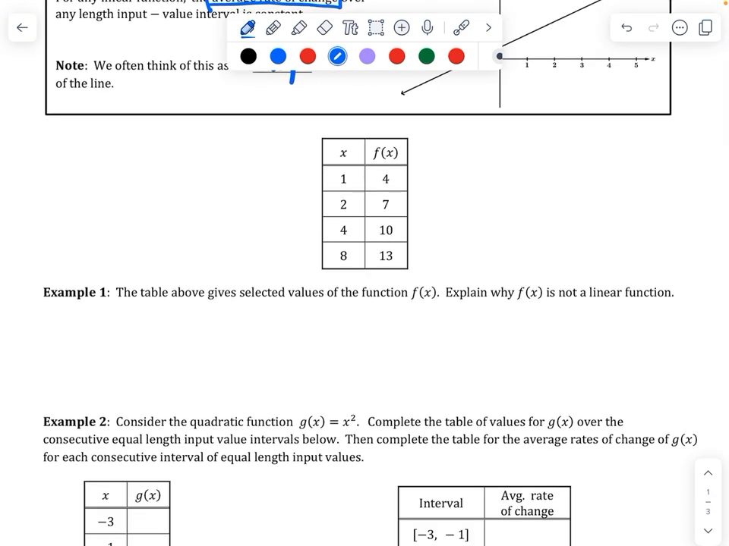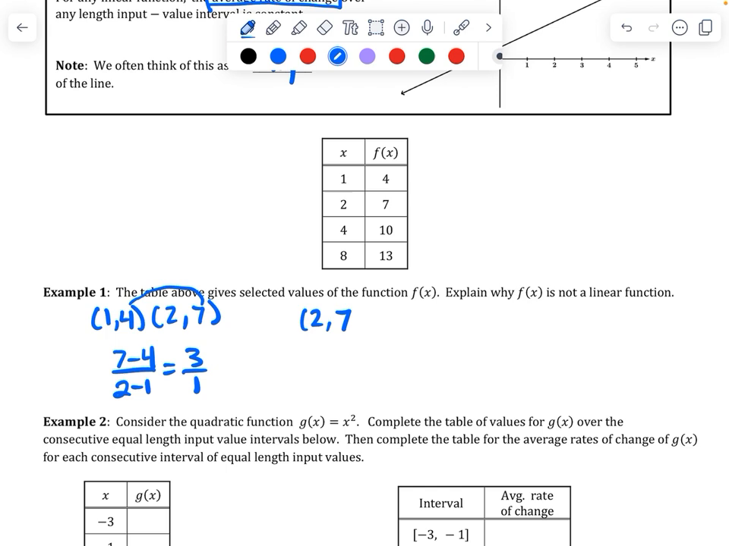So if we have a table, how can we explain that this is not a linear function? Well, if we take the points (1, 4) and (2, 7), and take a look at the slope, 7 minus 4 over 2 minus 1, we get 3 over 1. Now, if we take the points (2, 7) and (4, 10), we have 10 minus 7 over 4 minus 2, which is 3 over 2. So the slope is not constant.